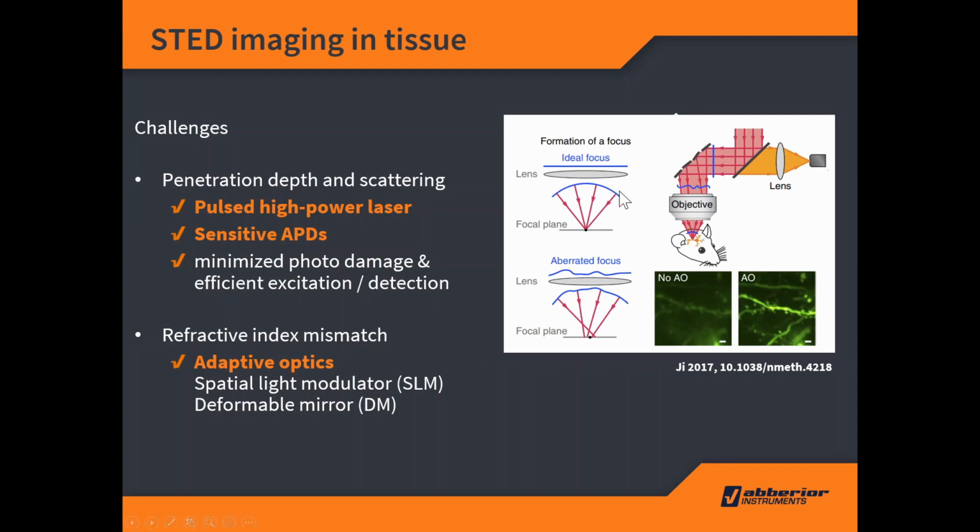If you look here at a focus, ideally in the focal plane, all the lasers should be focused into one spot, and the fluorescence light would do the reverse way here. However, if you have an aberrated focus, because we're going through tissue, then we don't have an ideal focus spot here, and also on the way back we lose fluorescence light. But we can go from this aberrated focus to a finely focused spot by using our deformable mirror.